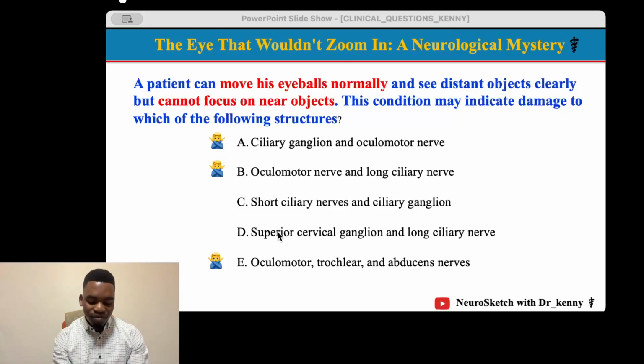So if this patient fails to see this thing which is close to him, it means he cannot constrict the pupil. And why would someone fail to constrict the pupil? That is failure of the parasympathetic component of the pupillary reaction. And the parasympathetic component is carried by the ciliary ganglion and the short ciliary nerves.